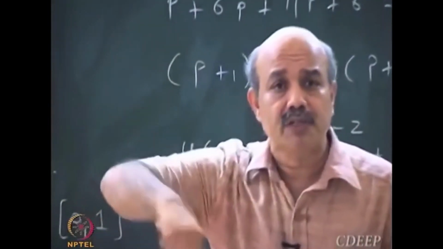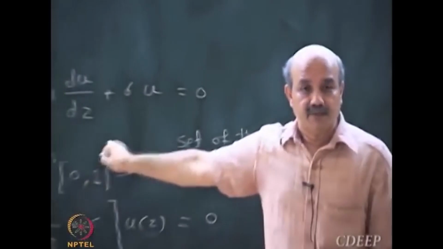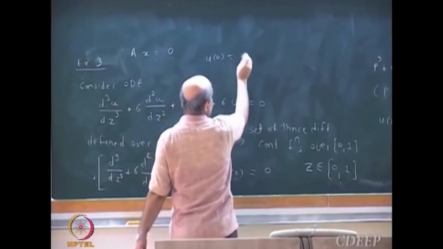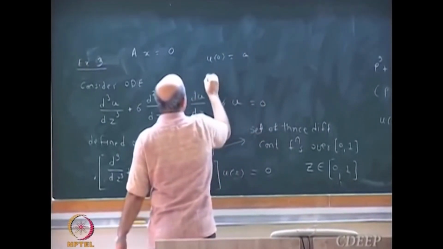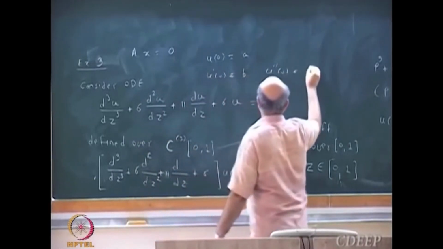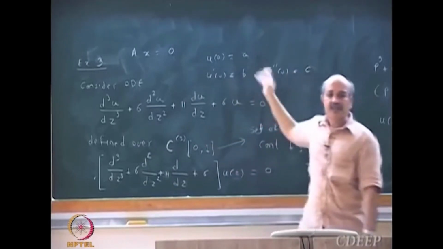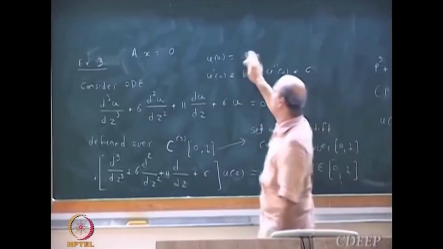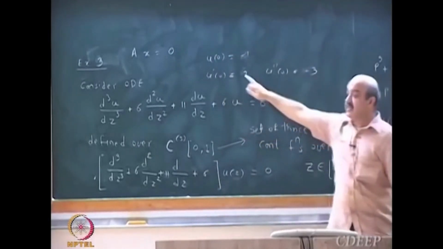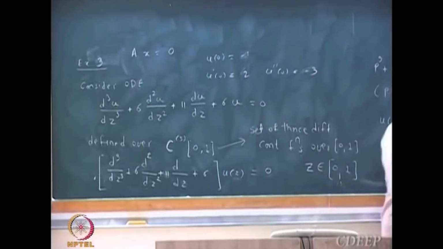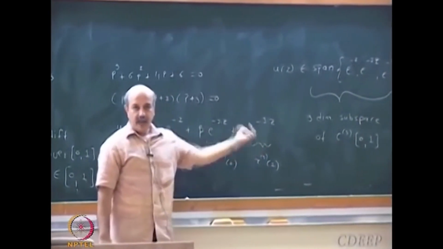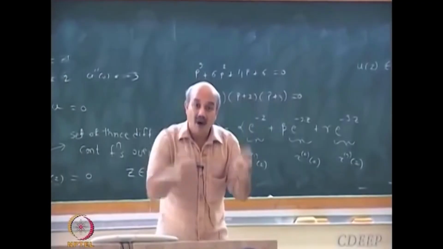You will get a specific solution the moment I specify an initial condition. If I specify initial conditions u(0) is equal to something, say A, and then u'(0) is equal to B, and u''(0) is equal to some C. The moment I give you these 3 initial conditions, these are some specific numbers. You can take minus 1, 2, minus 3. I have taken some arbitrary numbers. The moment I fix this, I will get one specific value of alpha, beta, gamma, which is one element.